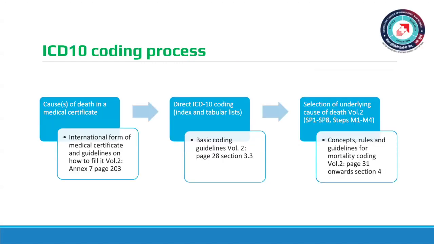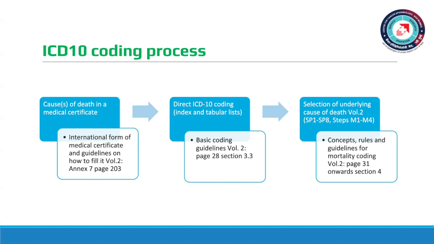The slide features a flowchart illustrating the ICD coding process related to medical certification and causes of death. The flowchart consists of 3 main blocks with sequential steps. Causes of death in a medical certificate refers to the international form and guidelines for filling it on Annex 7, page 203, direct ICD-10 coding, index, and tabular list. It involves basic coding guidelines from Volume 2, page 28, section 3.3.